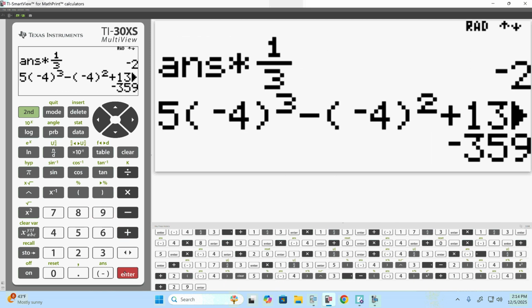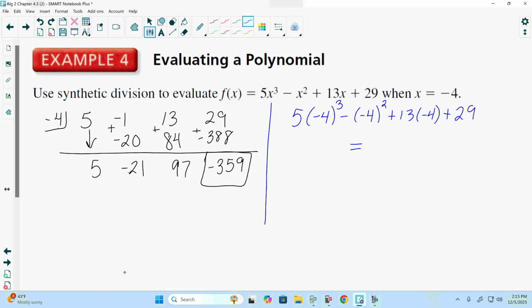So all I did was just type -4 in place of x in each of those spots. So we're just doing our evaluating, yes? And the calculator tells me that it's -359. So when I evaluate it for -4, I replace every x in the function with -4. We get -359. What's interesting about that? It's the same as the remainder, isn't it?